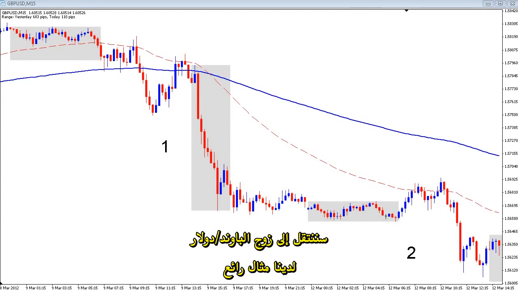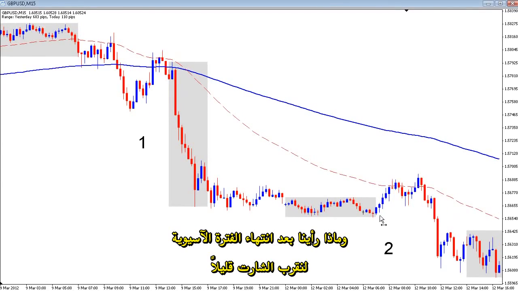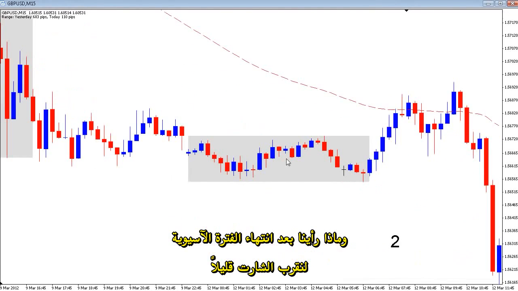All right, so we've gone over to the pound, and here's another good example. Again, we saw a first push down. We entered that Asian accumulation, very typical of the Asian market. And then what do we see out of Asia? We see the market... so let me zoom in a bit.